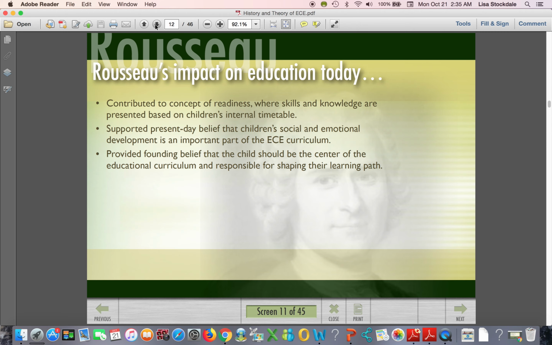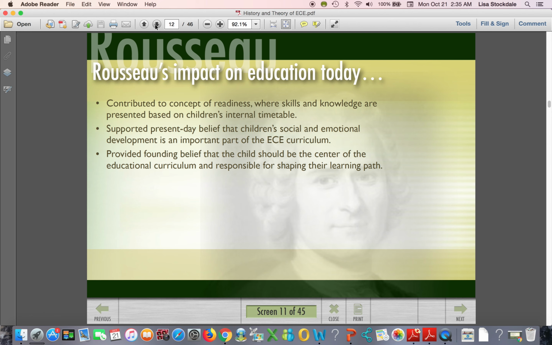So we still feel his impact today because of the idea of readiness, that we should allow children to be ready for skills and knowledge and not present them information and instruction on a level at which they haven't reached yet. We still feel Rousseau's impact because we want to have children working on their own timetables as far as learning skills.